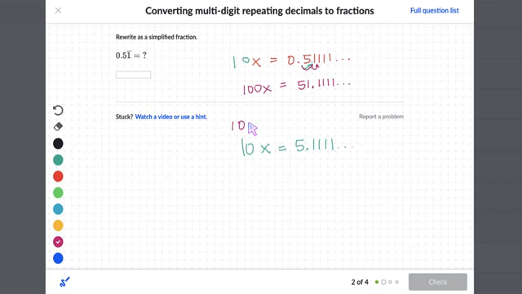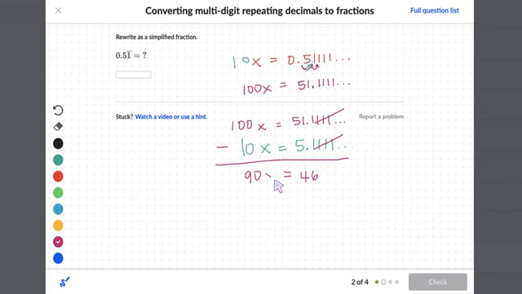That 100x is going to go above when we subtract, and now it's 51.111111. When we subtract that, all these ones cancel out, and they're gone. We wanted that. 51 minus 4 will now be, let's see, 46. Okay, so we got that whole number. We like that. 100x minus 10x will be 90x. Okay, so that's how we got to that next step.